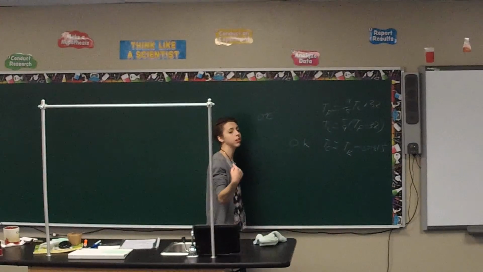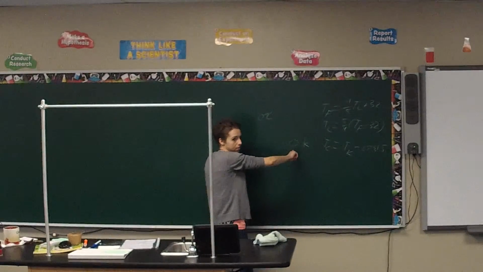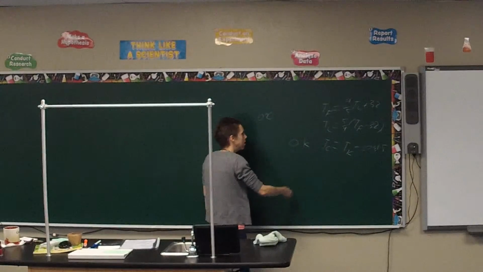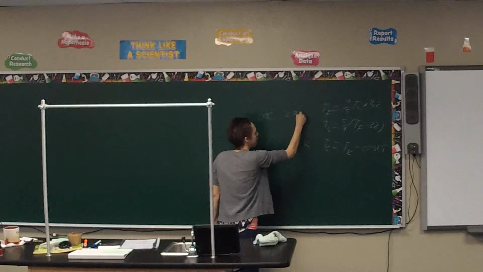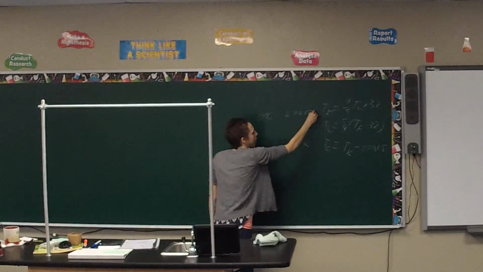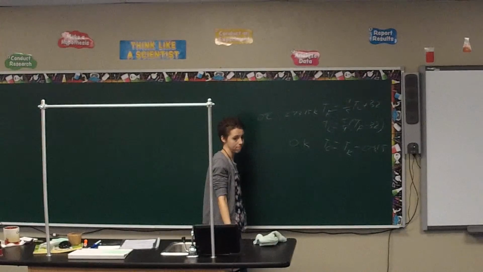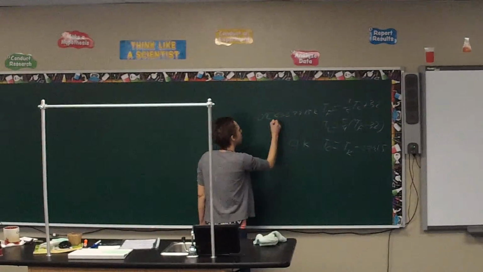Alright, remember it's based on absolute 0, the coldest possible temperature. So can I get anything less than this? No. Alright, but what's gonna happen at 273.15 Kelvin? Alright, these two temperatures are equal.